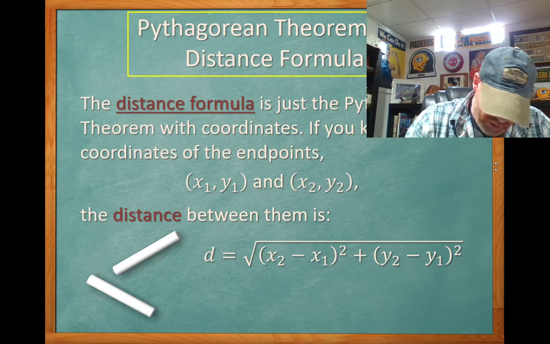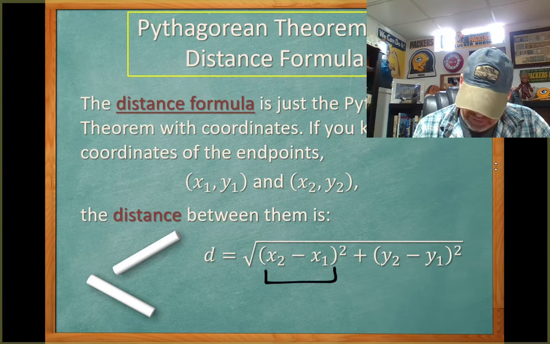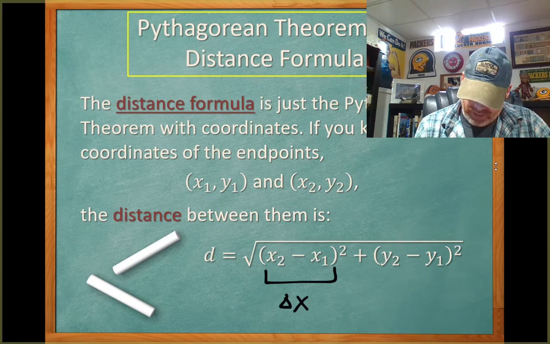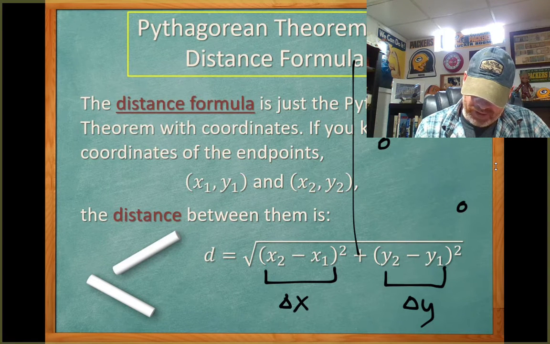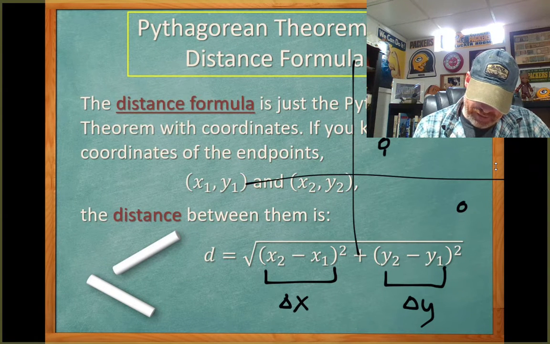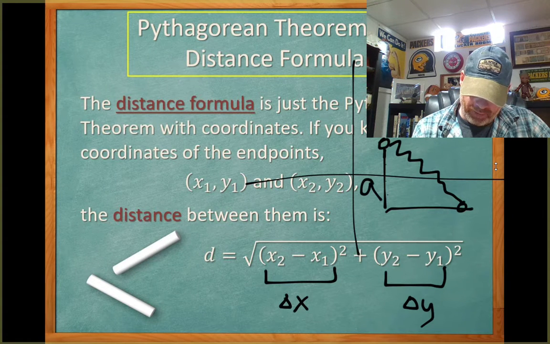Okay, it's long, but it's not as difficult as it looks. This is your change in x. This is your change in y. So if you have a point right there and a point right there on your coordinate system, this is your change in y, this is your change in x, and you're looking for the distance between them. So you're using the Pythagorean theorem.